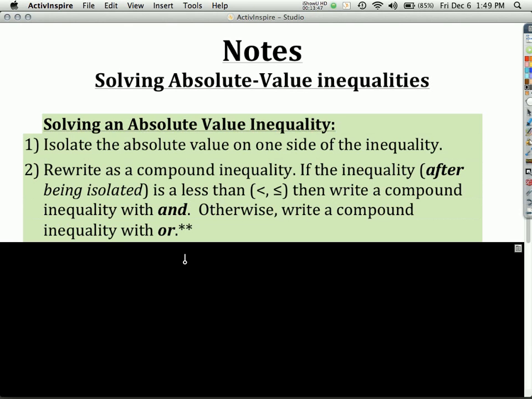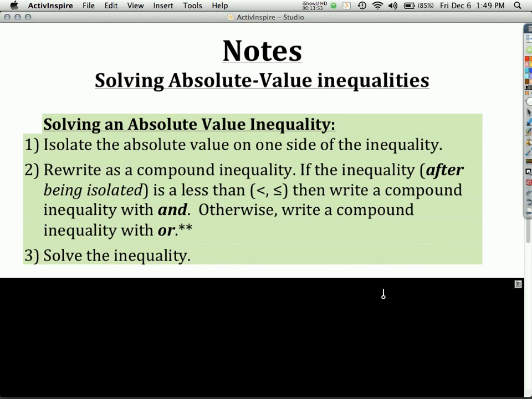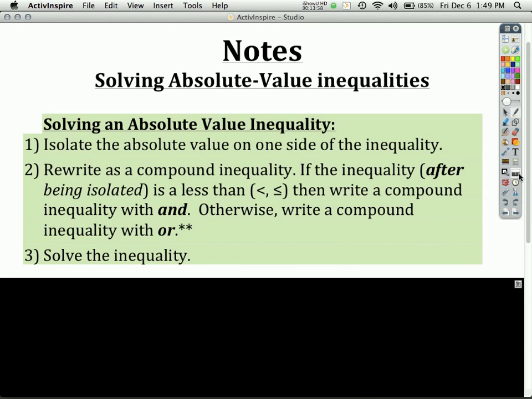After we write it as a compound inequality, you already know what to do. You guys proved that on the quiz at 6.4. You solved the inequality. So, what's the memory device?